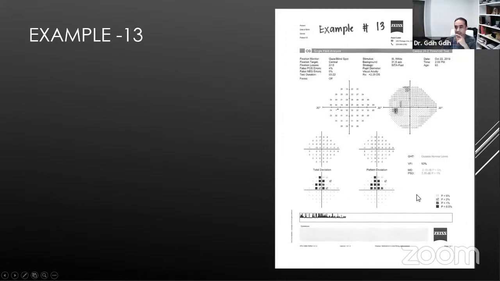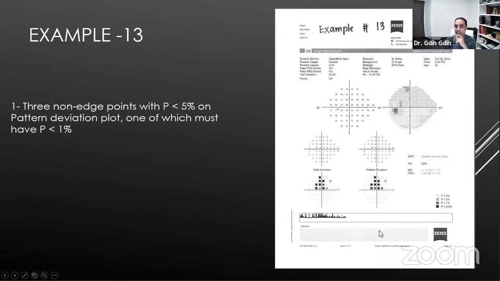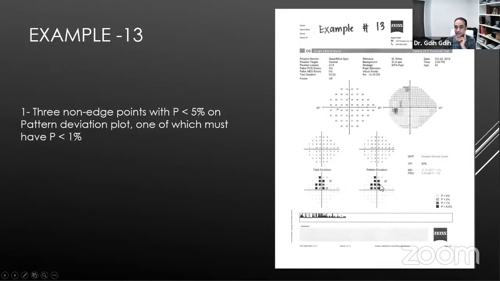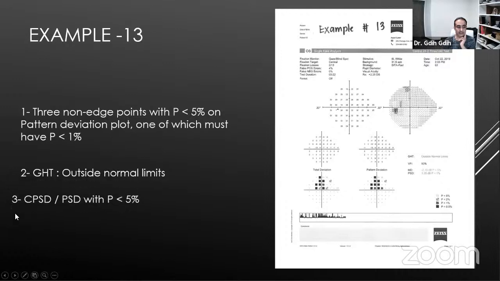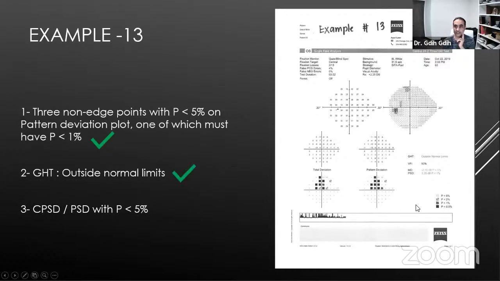Let's look at this one here. Do we have 3 points? 1, 2, 3, 4, 5, 6, 7. We have 7 points. That's our non-edge. GHT outside normal limits, and we have PSD of less than 5%. So they all correlate. See, this is theta fast as well, because there is a problem with reliability.